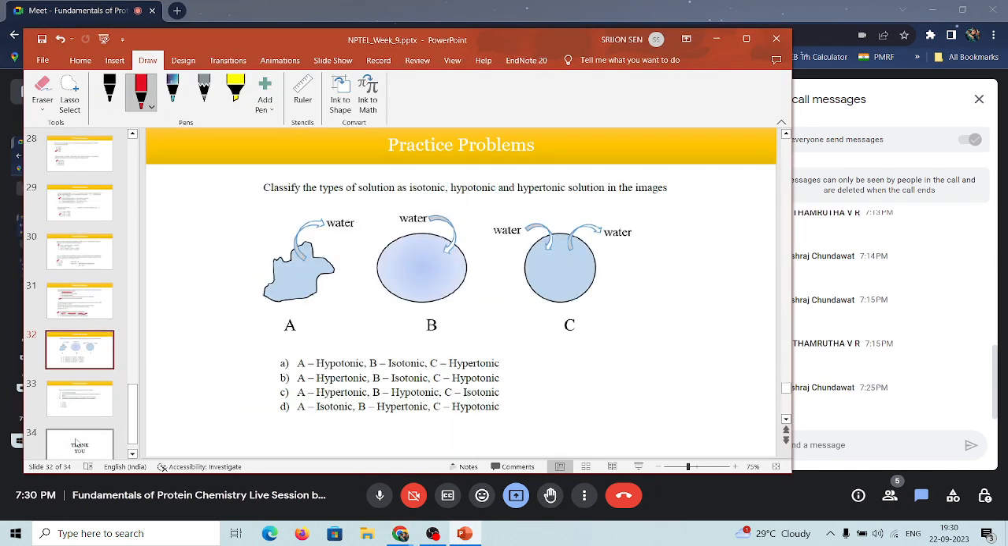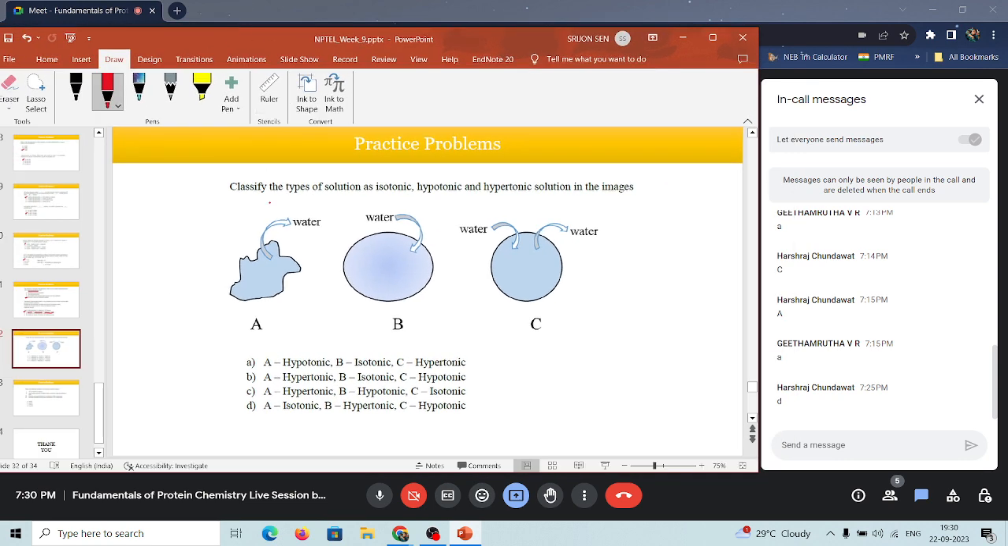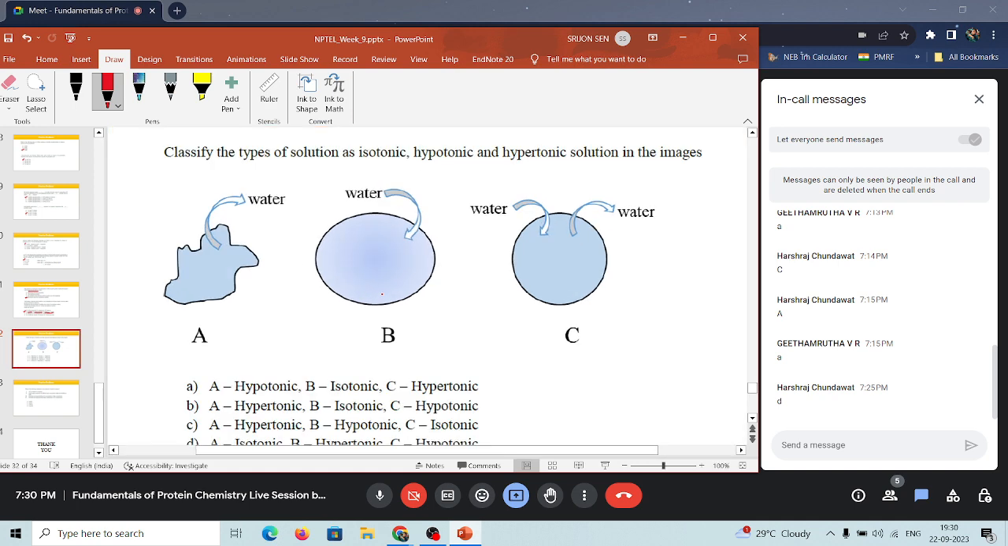The next one. Which one is isotonic, which one is hypotonic, and which one is hypertonic solution in this following image? Identify A, B, C.